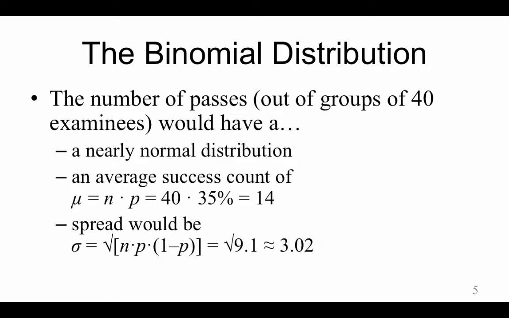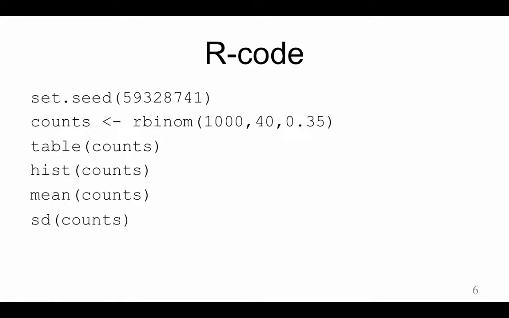But it would actually have a determinable spread, and that spread is determined by the formula n times p, the success rate, times 1 minus p, which is actually the fail rate, that product, and then you take the square root of that to get the standard deviation. Let me run a simulation to give a better sense of what I actually mean by this. Here's a brief amount of our code.